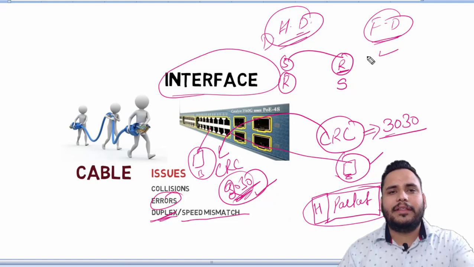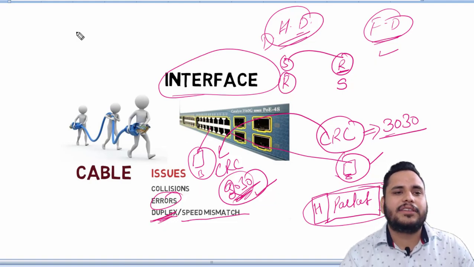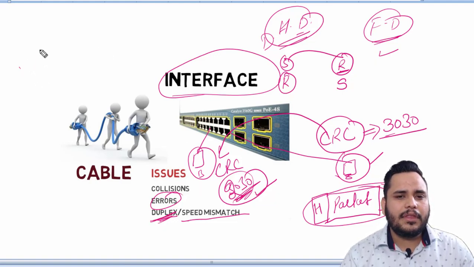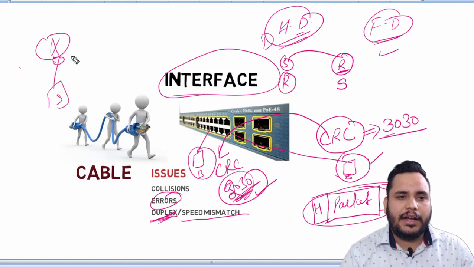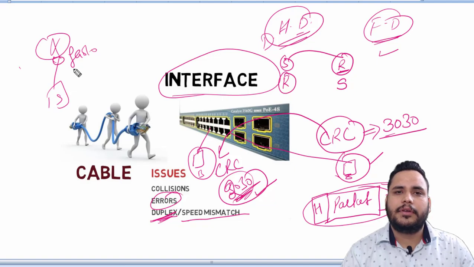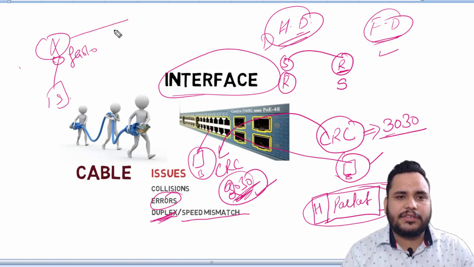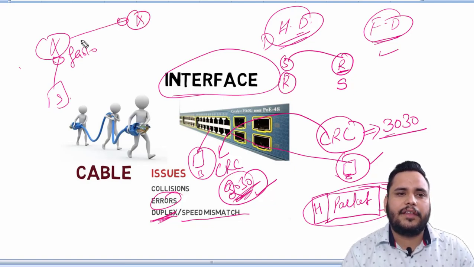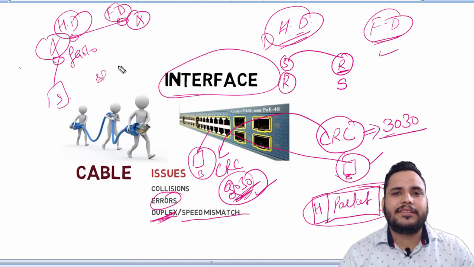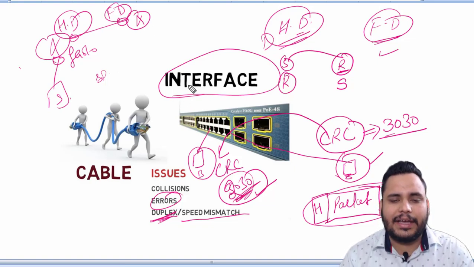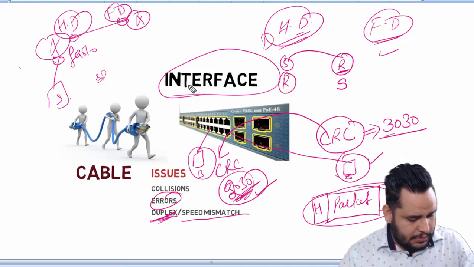And sometimes in the cable, duplex will mismatch. For example, I'm taking a router. The router is connected to a switch, and this is a fast Ethernet port. And this router is connected with another router with a fast Ethernet port. For example, here I am using half duplex, here I am using full duplex. So there will be some errors also. Speed may also mismatch. If you want to see it practically, then I will show you.